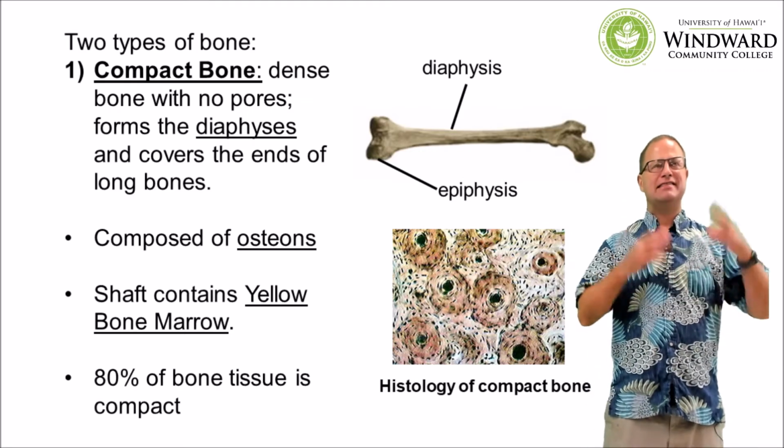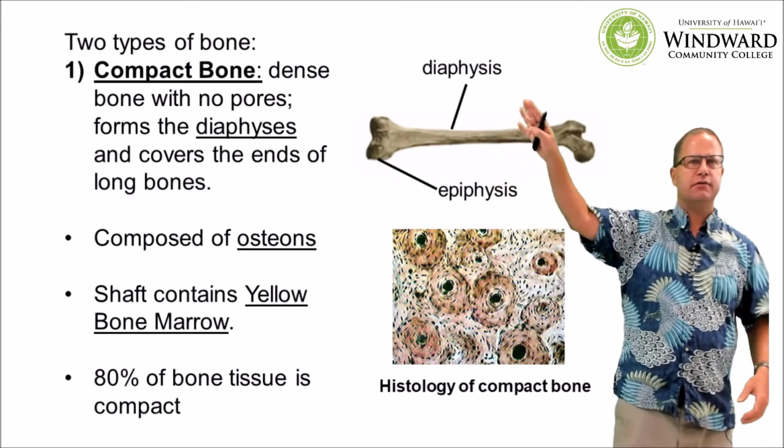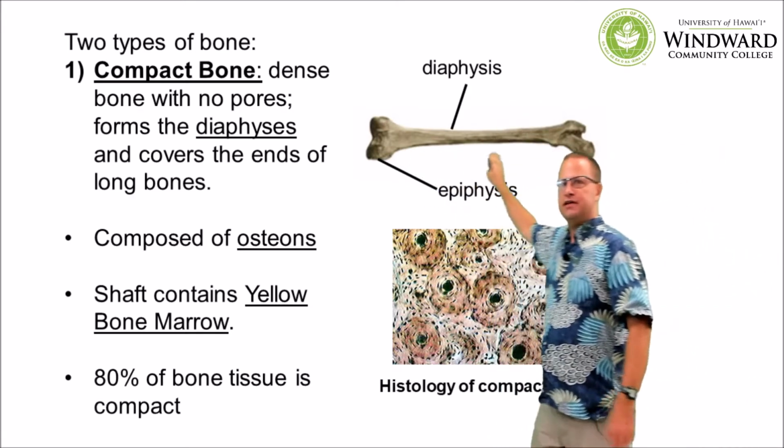So compact bone is nice, smooth, and compact, and it makes up the majority of long bones. So on the outside of a long bone, you'll see this kind of hard, compact bone right there. That's all compact bone.